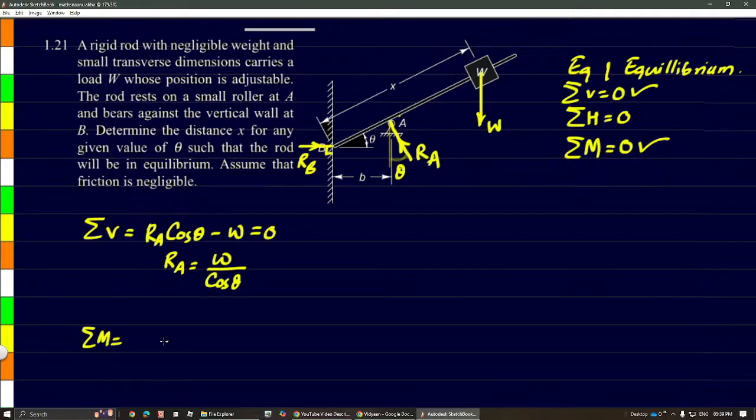So let's take moment, and we'll take moment about this particular point, B. So moment about B we'll have to take. So let's take all the moments one by one. So RA multiplied with the distance. So the horizontal distance here has been given as b, but we want this distance over here.